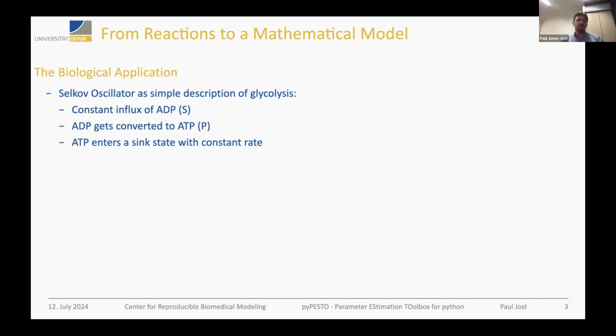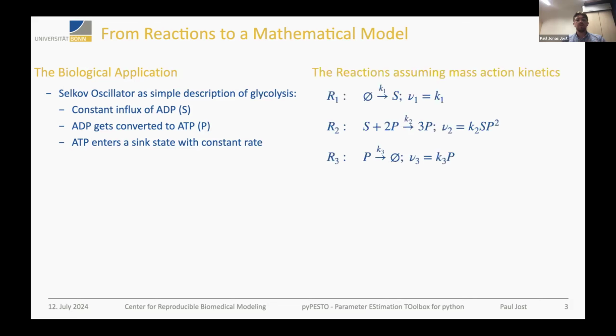And then ATP gets converted to something else, transported. We don't really care in this case about it, and so we say it enters the sink state. So the first thing you do is you have the description and you want to convert this into some kind of reaction. For this, you need to assume some kind of reaction kinetics.